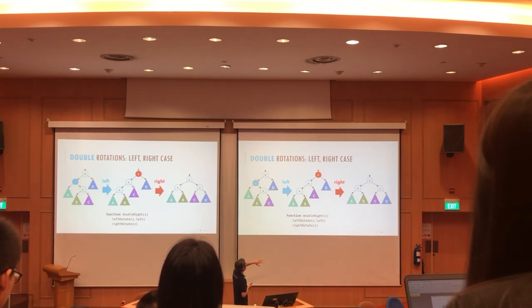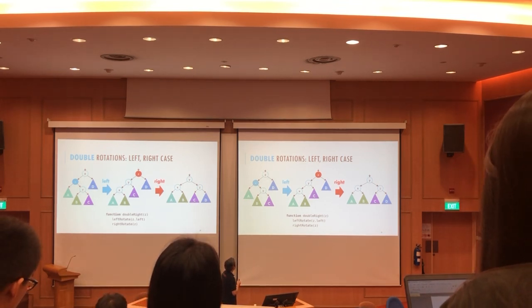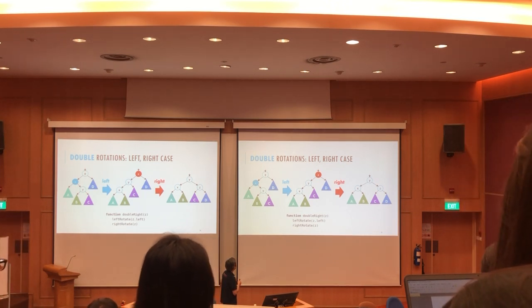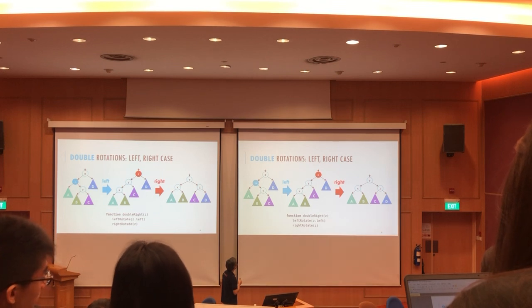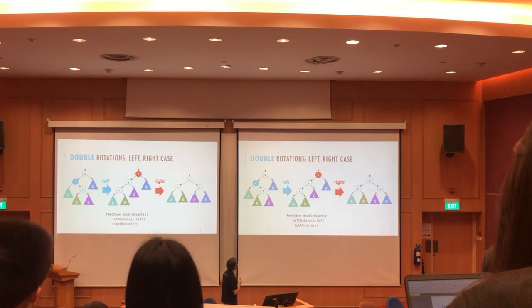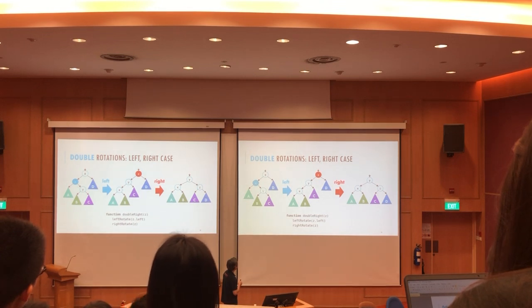So let's look at this particular case. This is a left-right case. What this means is that Z is the node where the imbalance is. But Z is left heavy, such that X, its left child, is right heavy. It's left heavy and X has a right child, a right subtree.